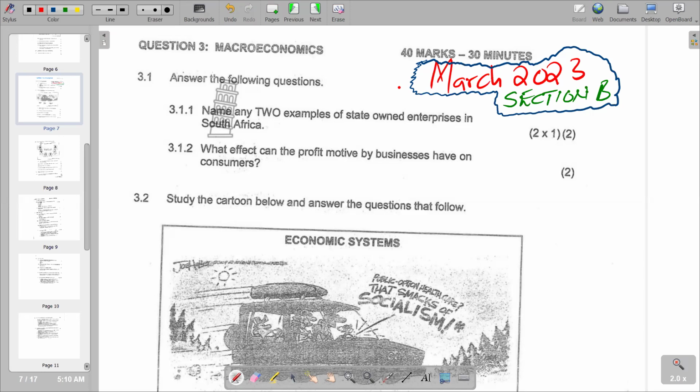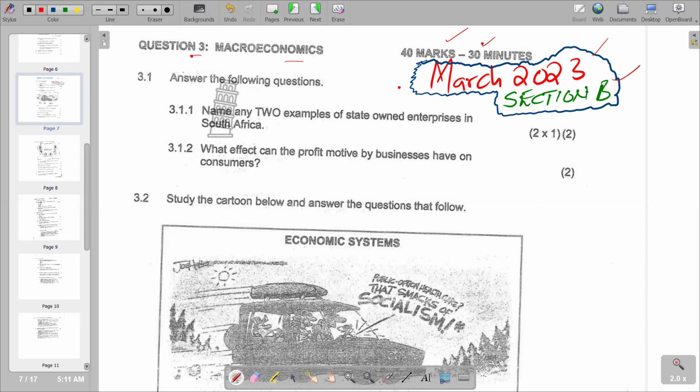In this video, I want to look at a question paper of March 2023, and we are going to look at section B of that question paper. So our section B is question 3, and we are going to look at macroeconomics. Remember, the question has 40 marks and requires you to spend on average 30 minutes on it.